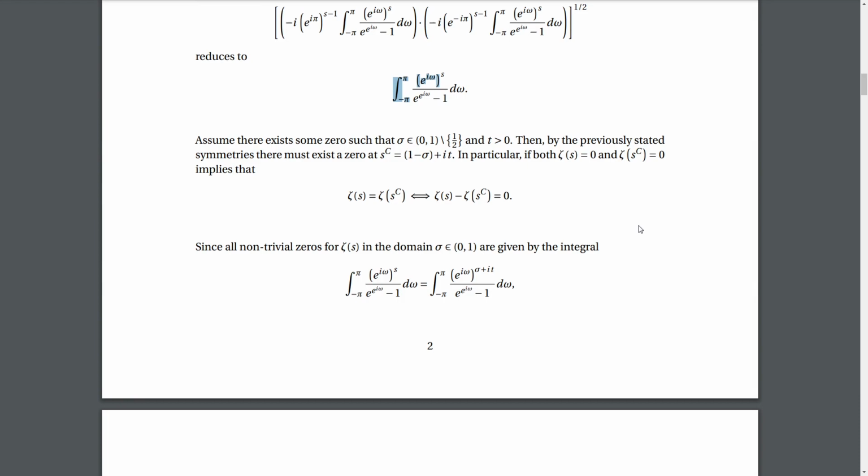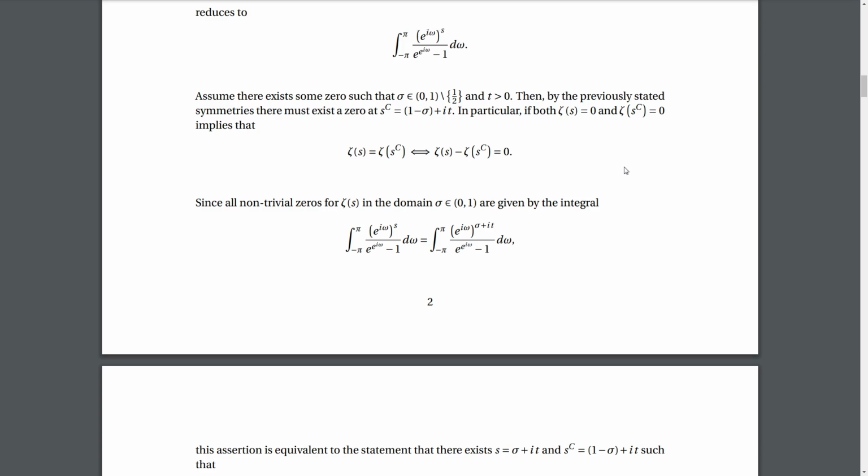So now we need to come up with some approach to what I think is an unruly problem, to say the least. Okay, so let's assume for contradiction's sake that there exists some choice of sigma where t is greater than zero, and sigma is not on the critical line. It's not equal to 1/2.